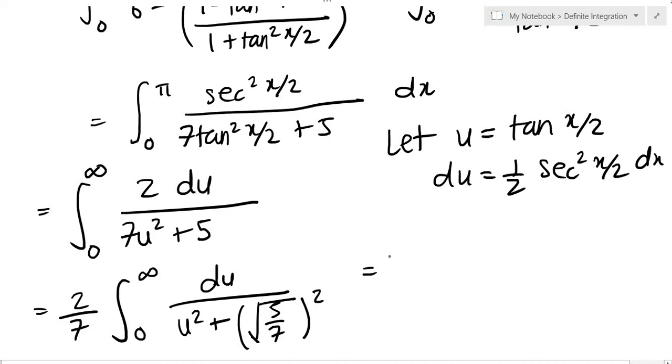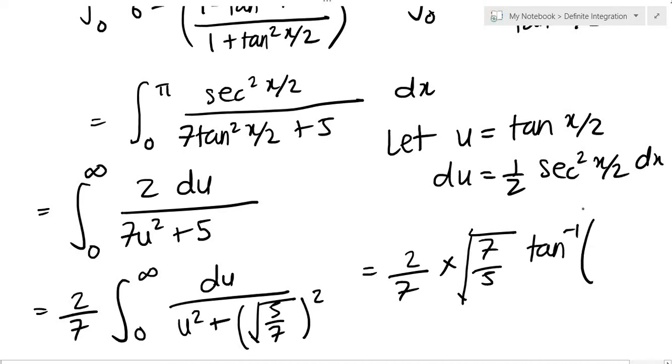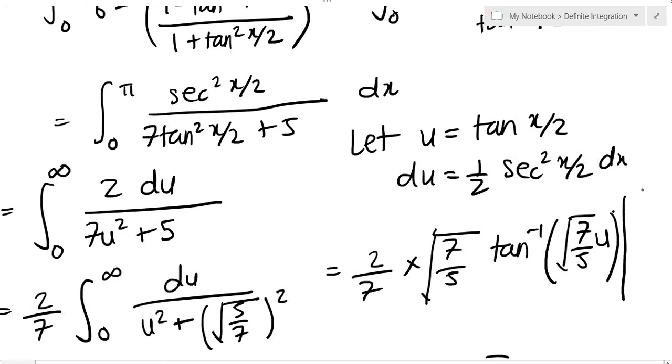And now we can again implement the same tan inverse formula that I applied in the previous example. So this will be 2 by 7 into, then I flip this coefficient, square root of 7 by 5 times the tan inverse of square root of 7 by 5 times u, but don't forget the upper and lower bound, which is infinity and 0.